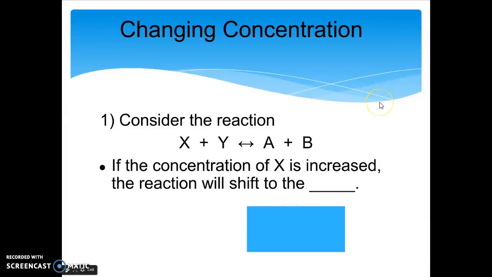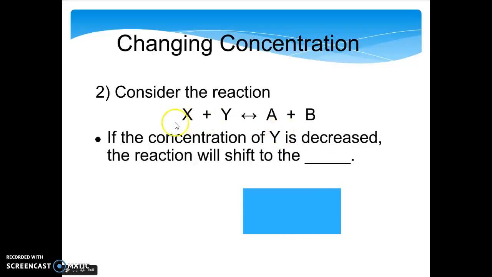Okay? So let's start with this first one. I have this equilibrium system. If the concentration of X right here is increased, it's like I've created an overload on my reactant side. So it's going to shift away from that towards the right. And so this system shifts towards the right in this case.